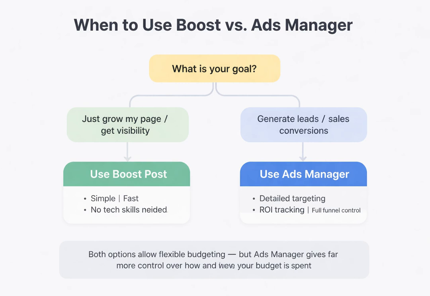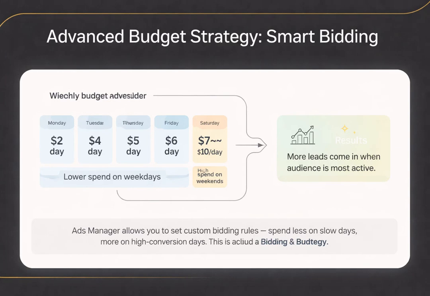For anyone who wants real results and is willing to spend a little time learning, run your campaigns through Ads Manager. Here's a secret strategy worth paying close attention to. In Ads Manager, you're not locked into spending the same amount every single day. You can actually set rules that tell Facebook exactly how to spend your budget based on the day or the results you're getting. For example, you might say, on regular weekdays, only spend $2 per day. But on Saturday, when your audience is more active and more likely to convert, spend $7 to $10.